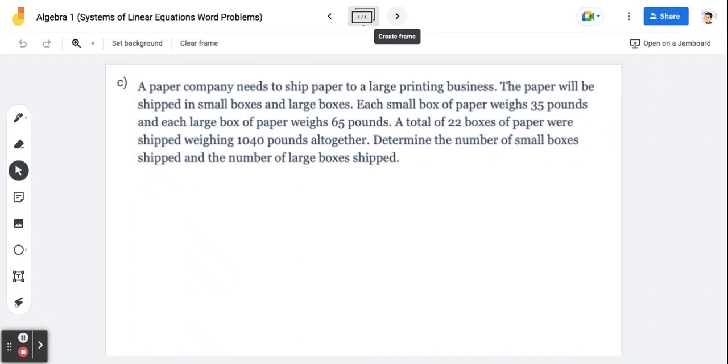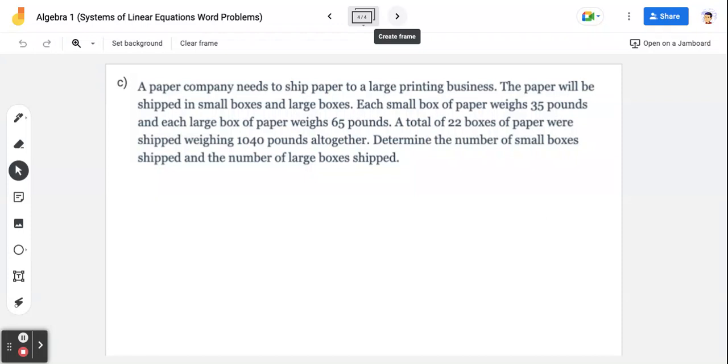I know this is a long one, but please just have it in your examples. A paper company needs to ship paper to a large printing business. The paper will be shipped in small boxes and large boxes. Each small box of paper weighs 35 pounds. Each large box of paper weighs 65 pounds. A total of 22 boxes of paper were shipped, weighing 1,040 pounds altogether. Determine the number of small boxes shipped and the number of large boxes shipped.